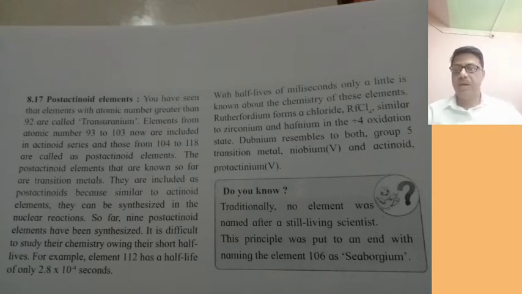because they are also transition metals, and they show some characteristics related to the actinide series. They are included as post-actinide because, similar to actinide elements, they can be synthesized in nuclear reactions, and are radioactive elements. So far, 9 post-actinide elements have been synthesized. It is difficult to study their chemistry owing to their short half-lives.